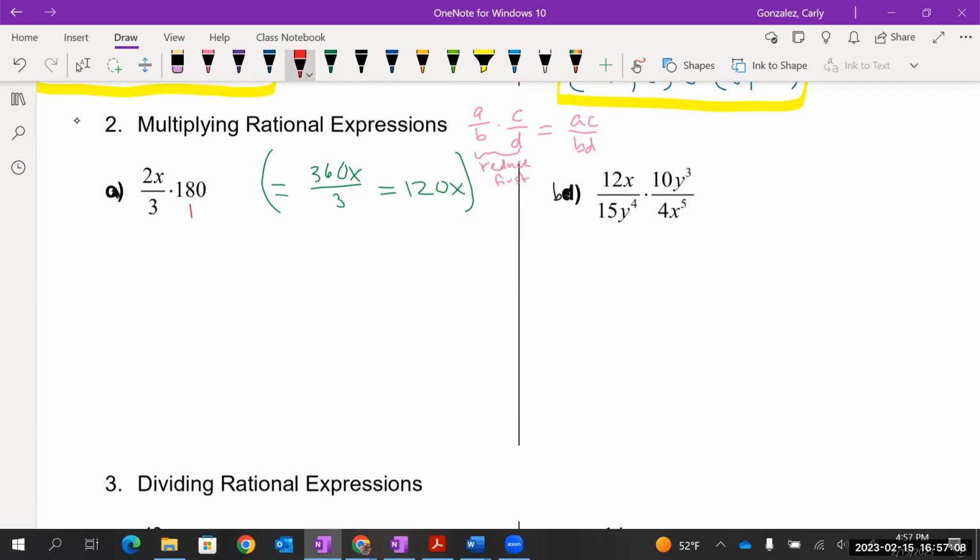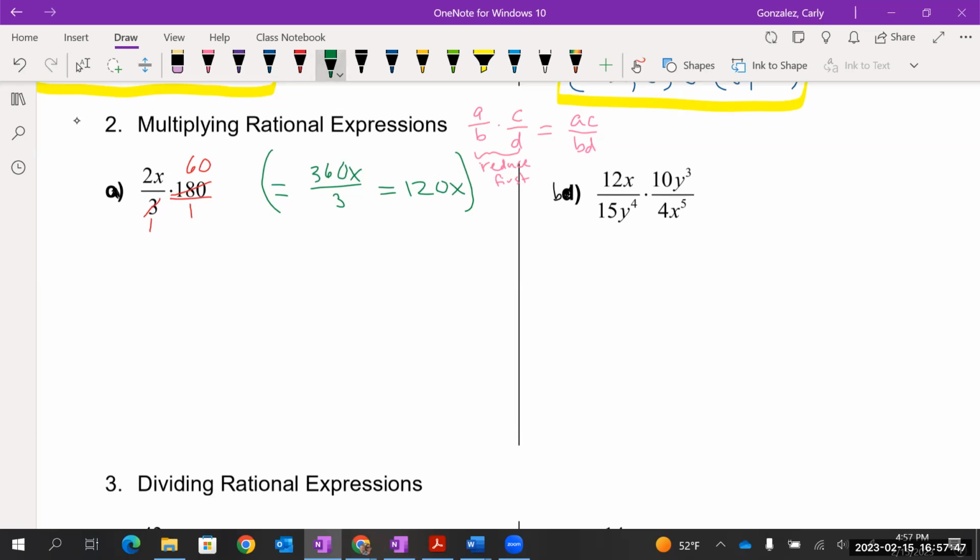And again, anything in the numerator can reduce with anything in the denominator when it's all multiplying and it's two fractions. So since 3 goes into both 3 and 180, we can divide each of those by 3. So 3 divided by 3 is 1. 180 divided by 3 is 60. And remember the trick, you can just do 18 divided by 3 is 6. So 180 divided by 3 is 60. Just kind of let that 0 tag along.